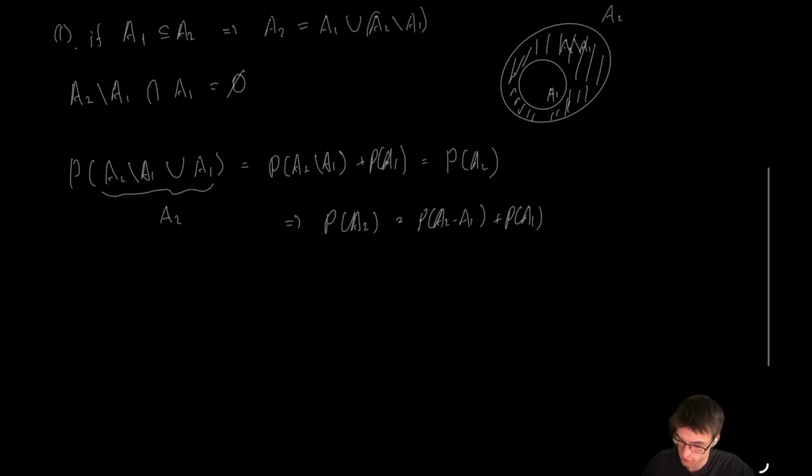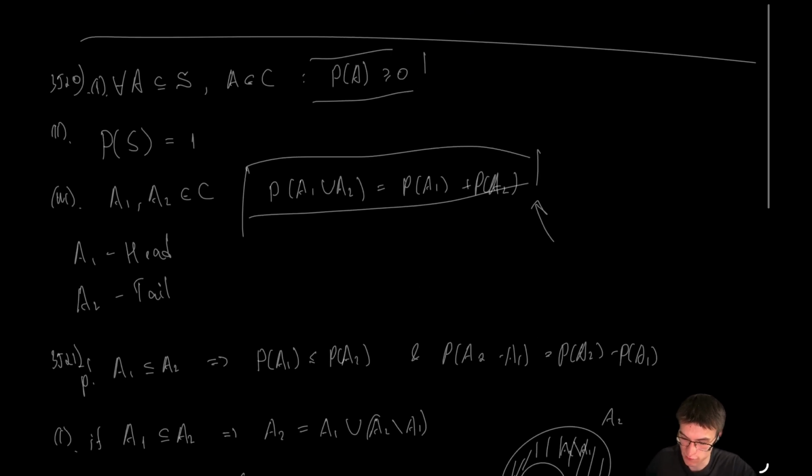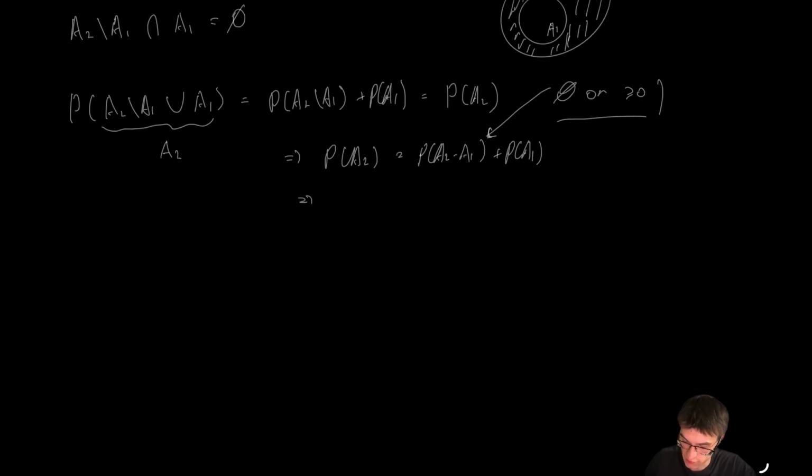And here, at this point, you can see that this term is either empty or positive. And this follows from our first axiom, that it should be positive, or non-negative at least. Well, in that case, you have that P of A2 obviously is larger than or equal to P of A1, because if this term is positive, then this sum will be greater than or equal to P of A1.